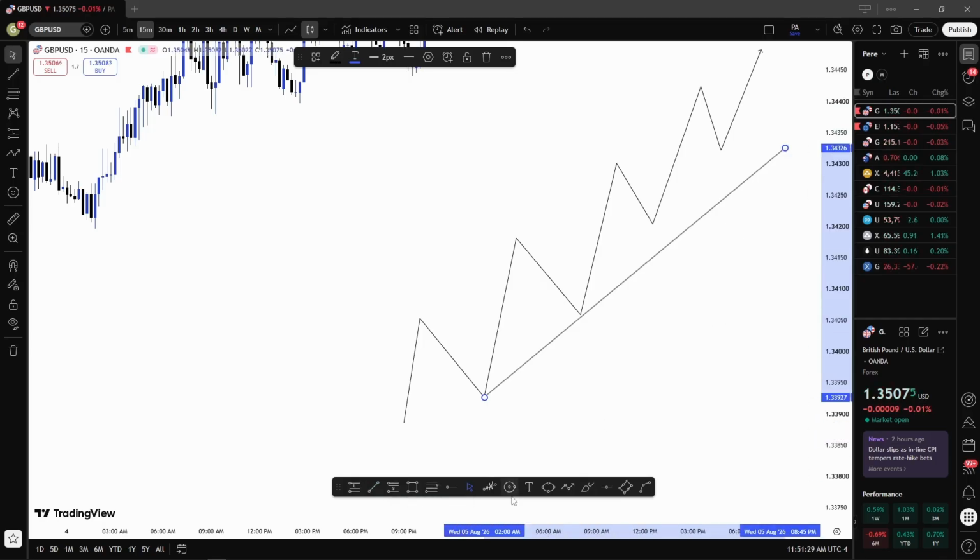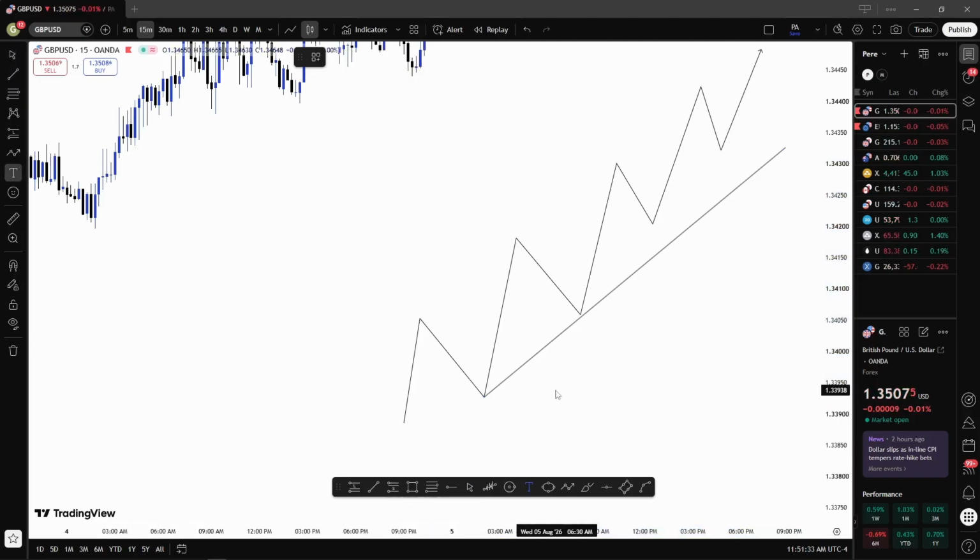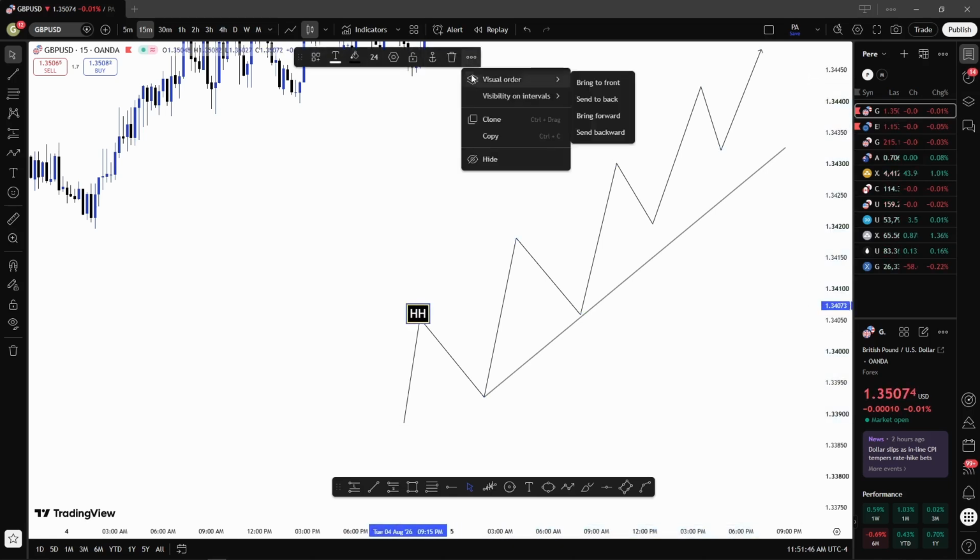Now in ICT, we call this, you see this higher side here, let me mark them out. This higher side here is known as the higher highs, so we often mark them as HH. The reason why these are called higher highs is simply because the next one is always higher than the previous one.